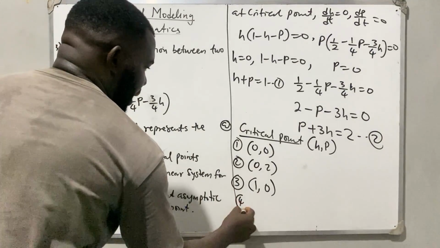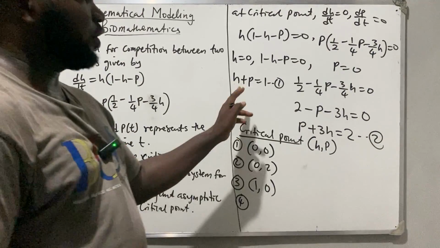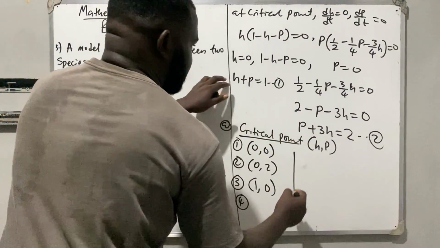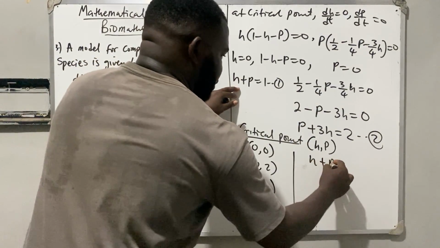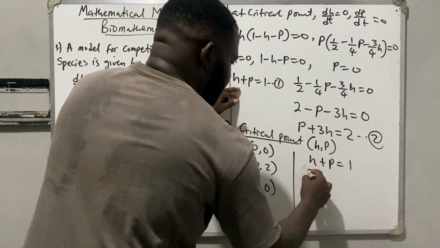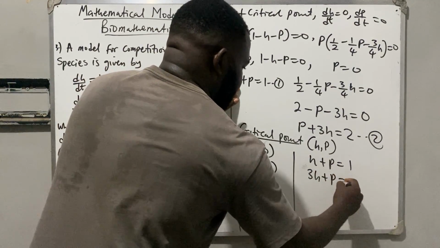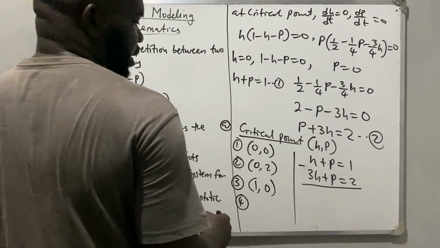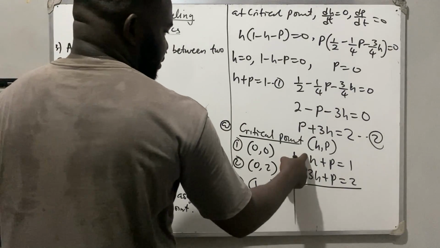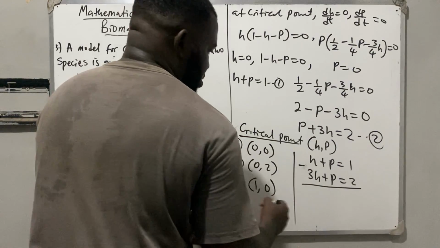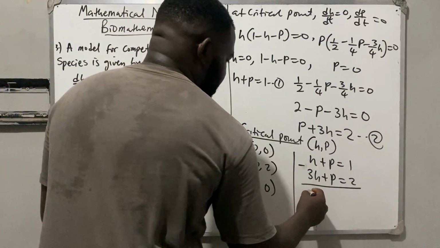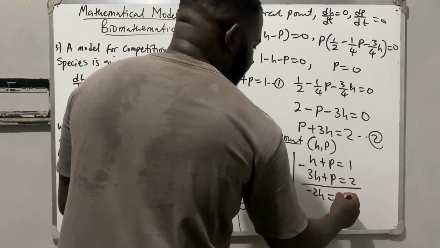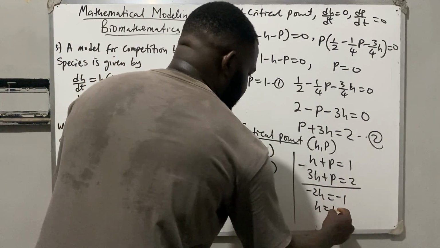So the final critical point you are going to get is by solving equations 1 and 2 simultaneously. Let me solve it here. I'm going to have h plus p is equal to 1 and 3h plus p is equal to 2. If I subtract, this and this will give you minus 2h, and this and this is going to give us minus 1. So our h here is half.